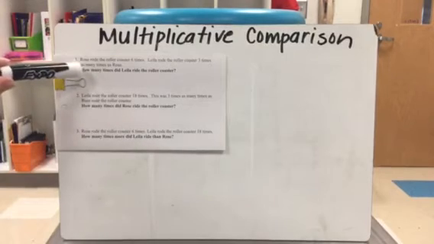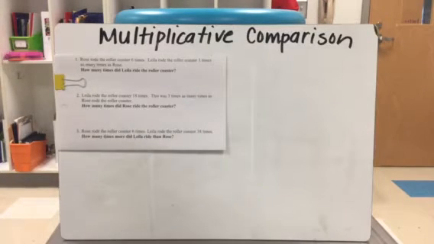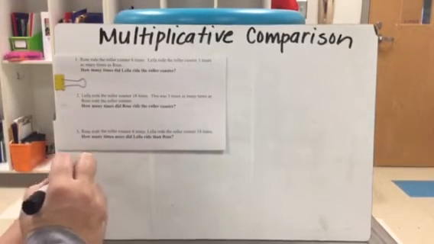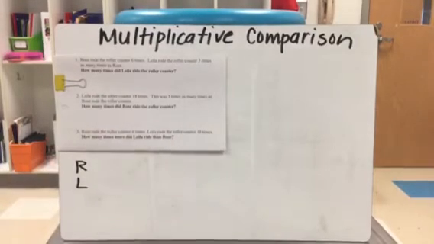This first one here says Rose rode the roller coaster 6 times. Layla rode the roller coaster 3 times as many times as Rose. How many times did Layla ride the roller coaster? So what we always like to start out with is just who or what is being compared. So here, Rose and Layla are being compared and the number of times they rode the roller coaster.